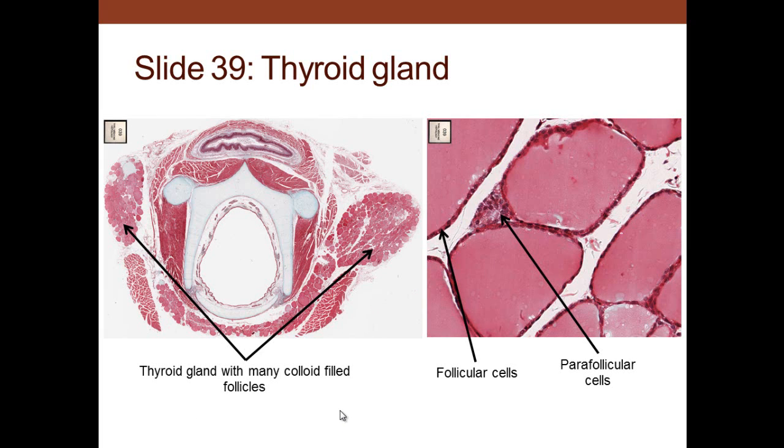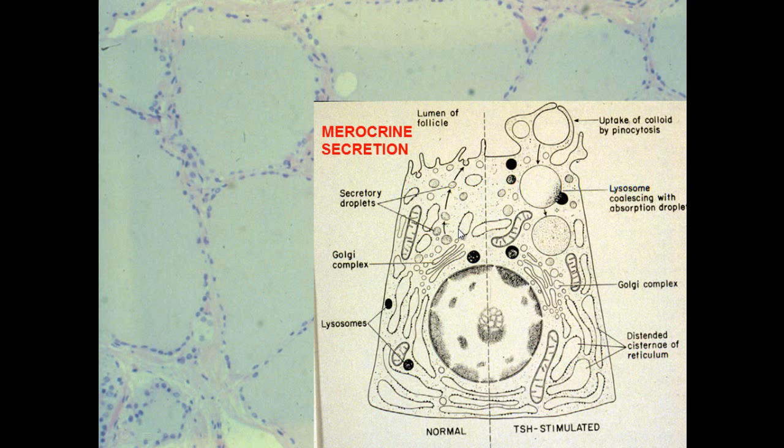So here we have a thyroid gland and many colloid-filled follicles, as we see there and all in through here. The parathyroid used to be right in here and here. Here we see the parafollicular cells and follicular cells. And as I mentioned before, we have secretion of the colloid. The colloid is the thyroglobulin, and then the thyroglobulin is taken in and phagocytized.